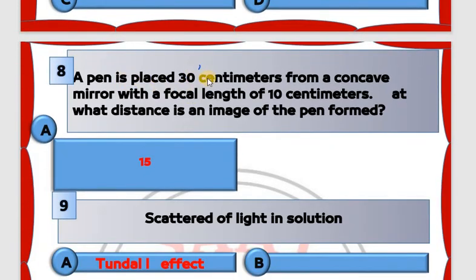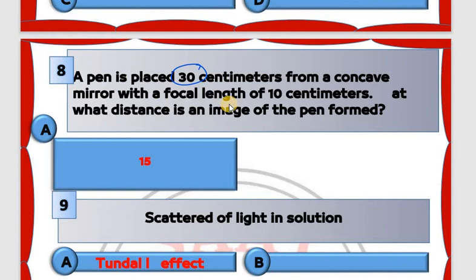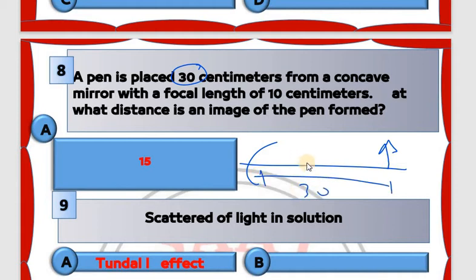A pin is placed 30 cm from a concave mirror with focal length 10 cm. At what distance is the image? Here, concave, the pin is at 30 cm, and the focal length is 10, so the center of curvature is 20. The object is behind the center of curvature, so the image will be between 10 and 20. It will be 15.